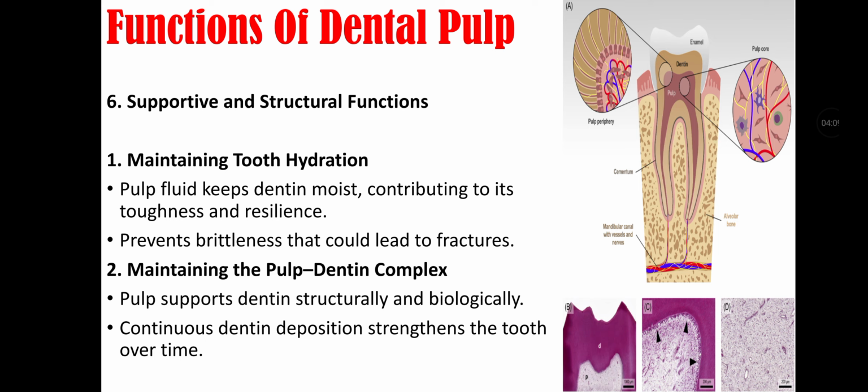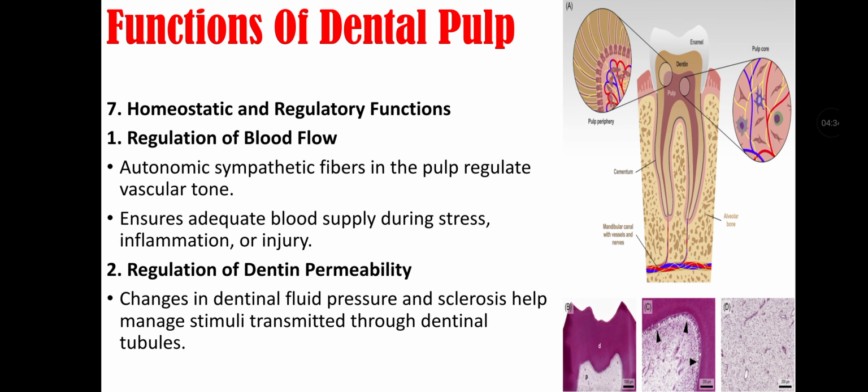Sixth function of dental pulp is supportive and structural function. It includes maintaining tooth hydration and maintaining pulp-dentine complex. Maintaining tooth hydration. Pulp fluid keeps dentine moist, contributing to its toughness and resilience. This prevents brittleness that could lead to fracture. Second, maintaining the pulp-dentine complex. Pulp supports dentine structurally and biologically. The continuous dentine deposition strengthens the tooth over time.